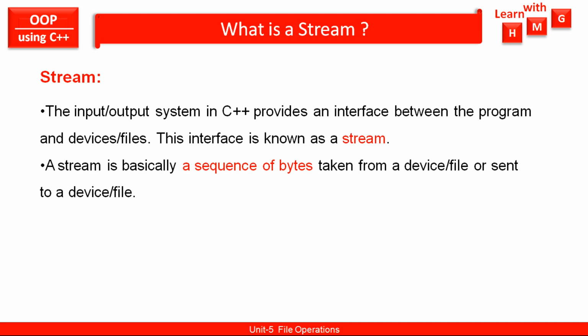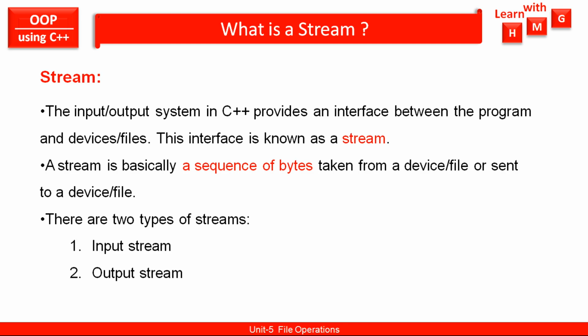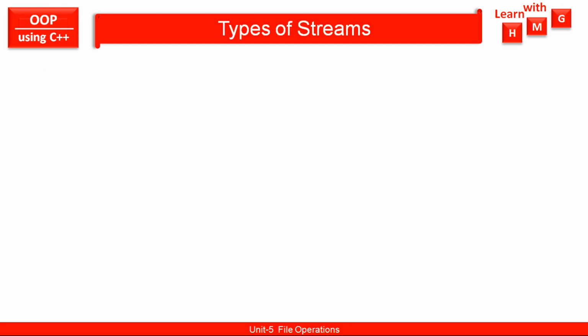A stream is basically a sequence of bytes taken from a device or sent to a device. So at a lower level, the stream is nothing but a sequence of bytes or a set of bytes. These bytes are generated either by a program or by a device. There are two types of streams, input stream and output stream. The input stream is used for input operation, while output stream is used for output operation. Let us see these two types of streams in detail.